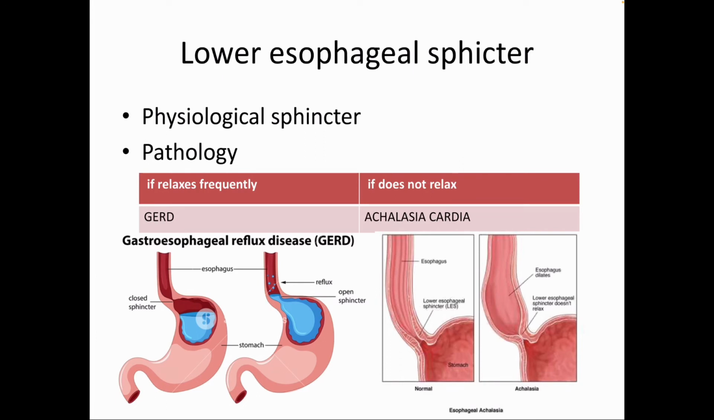Now we'll talk about the lower esophageal sphincter. As I have told you, it is a physiological sphincter. There is no true anatomical sphincter present here, but this is an area of high pressure. Whenever we swallow food, this sphincter will relax and let food particles pass from the esophagus to the stomach.